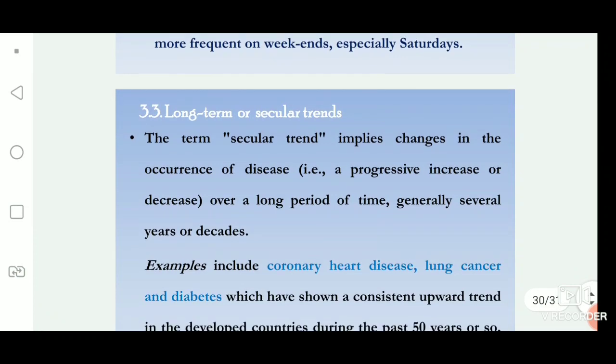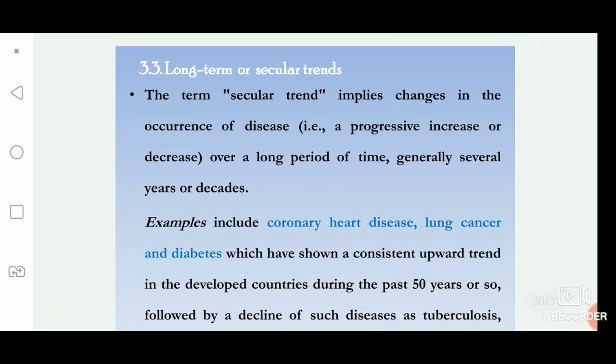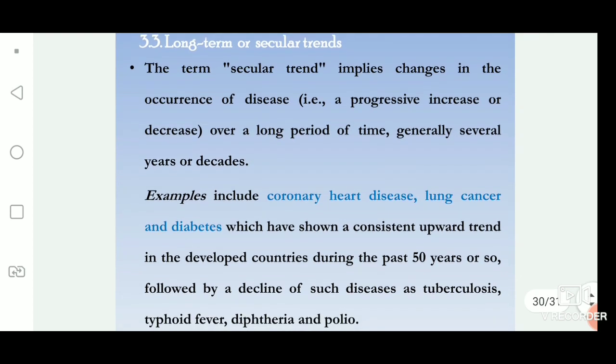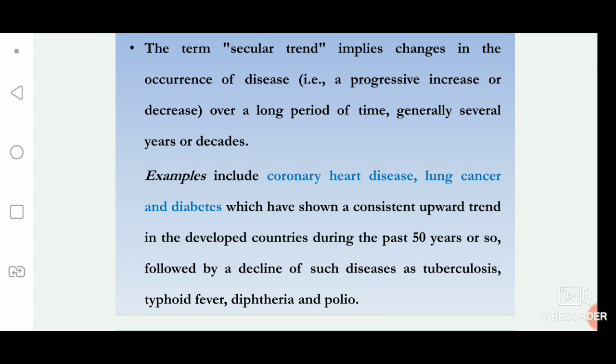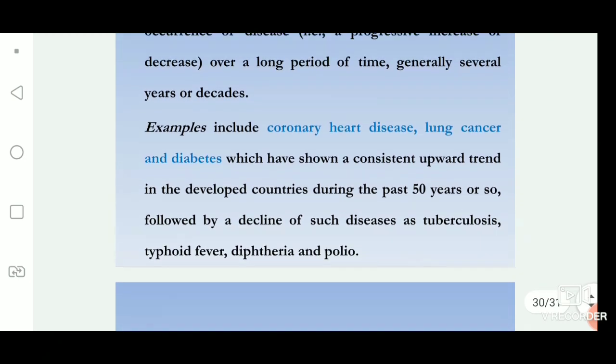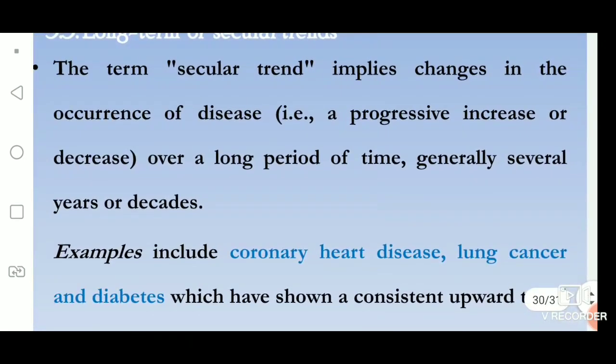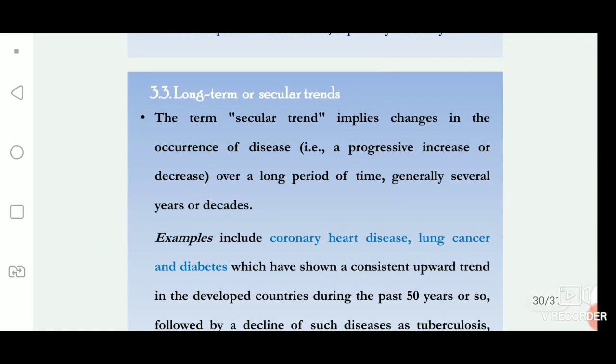The last one is long-term or secular trends. The term secular implies changes in the occurrence of disease, a progressive increase or decrease over a long period of time, generally several years or decades. Examples of long-term or secular trends are coronary heart disease, lung cancer and diabetes, which have shown a consistent upward trend in the developed countries during the past 50 years or so, followed by a decline in other diseases like tuberculosis, typhoid, diphtheria and polio. So these are all we can see in today's session up to long-term secular trends.